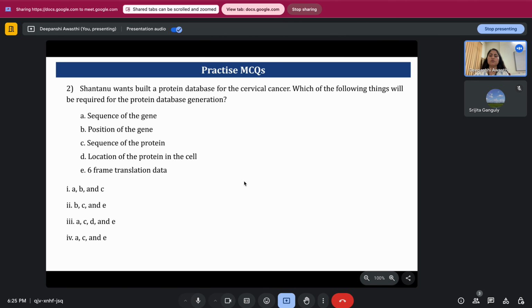Okay, thank you. So now let's move to the next question. In this, they have mentioned that Shantanu wants to build a protein database for cervical cancer. Which of the following things will be required for the protein database generation? Option A is sequence of the gene. Option B is position of the gene. Option C is sequence of the protein. Option D is location of the protein in the cell. And option E is 6' translation data. So you have to tell which of these points are most important to design a protein database.